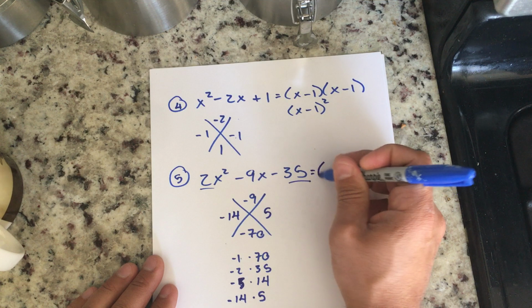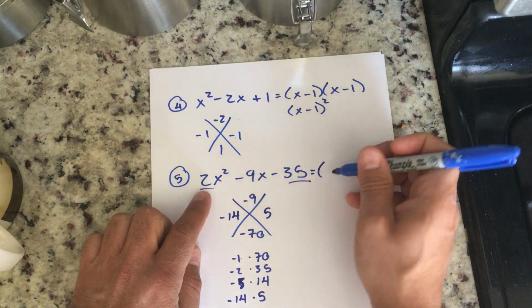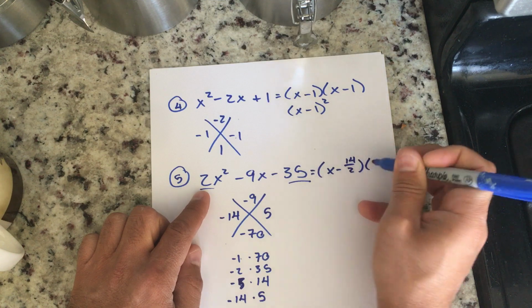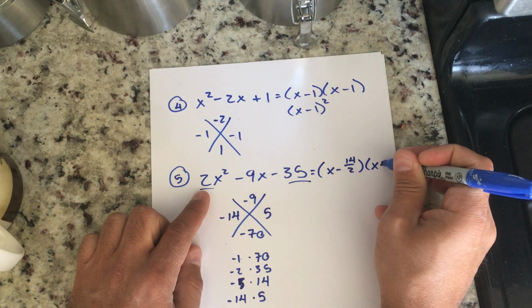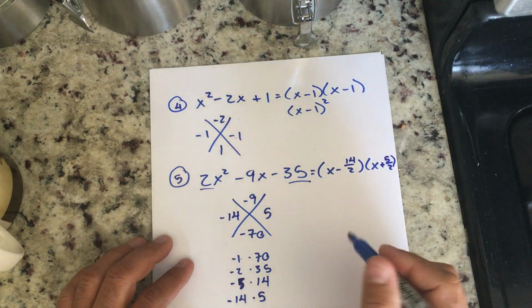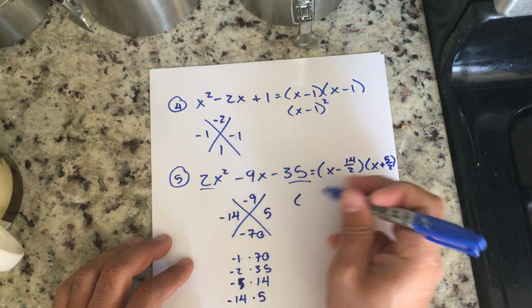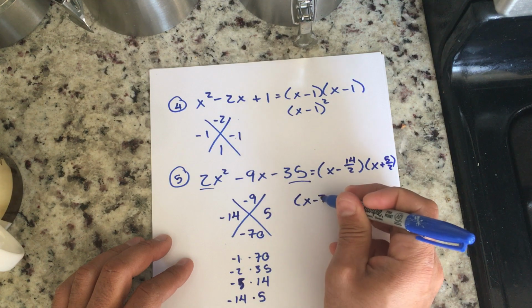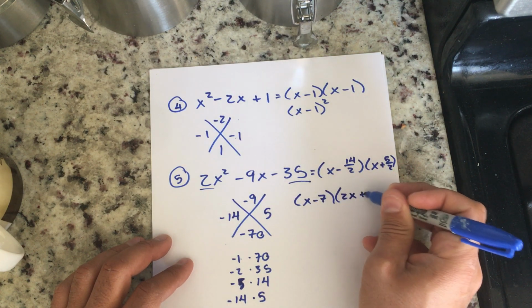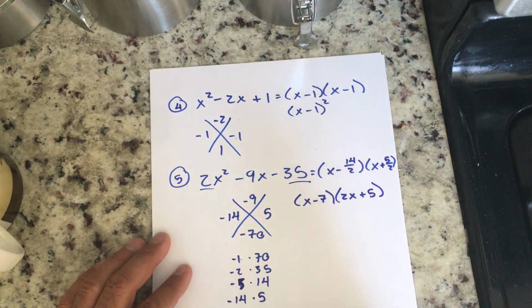When I do these, they have to go over this first number, so it's gonna be x minus 14 over 2 and x plus 5 over 2. Then I simplify. 14 over 2 is 7. This can't be simplified, so the 2 comes to the front of the x, and that's the answer.